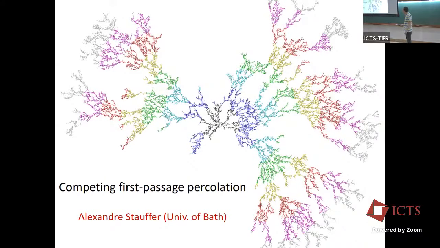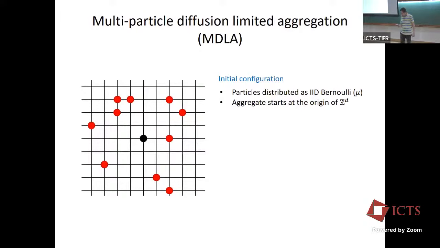This came from the analysis of a model known as multi-particle diffusion limited aggregation, or MDLA for short. So let me define this model. We take Z^d, which can be in any dimension. Usually, I'm not going to consider dimension 1 for this talk. I'm going to define a growing process which starts from the origin, initially occupies the origin, the black dot here, and it will grow over time.